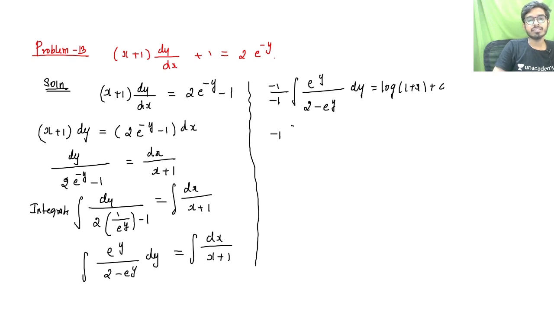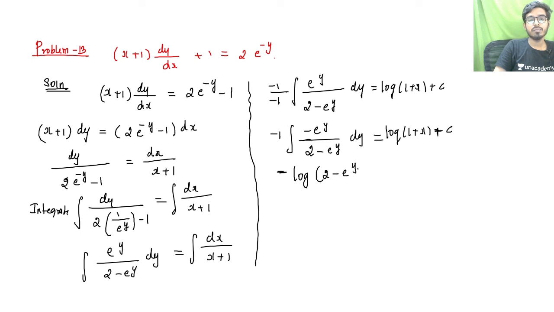So we will keep 1 minus as here. So we will take 1 minus 2 inside. So this will be 2 minus e power y dy. This will be equal to log of 1 plus x plus c, right? Now this is minus log of 2 minus e power y is equal to log of 1 plus x plus c, right? Now you just take c to that side, this to this side.